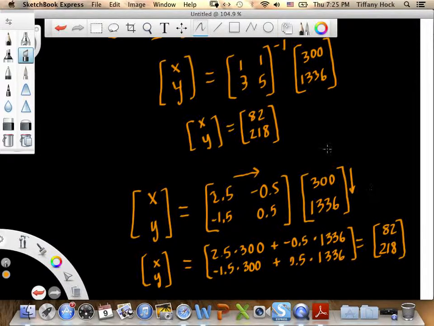Okay? So that means since X was the number of student tickets, we need 82 student tickets, and since Y is general admission, we need 218 general admission tickets. Okay? So there's your example. Hopefully that made a little bit more sense now that you're seeing some actual numbers come into use. And then go ahead and you can try the practice problems.